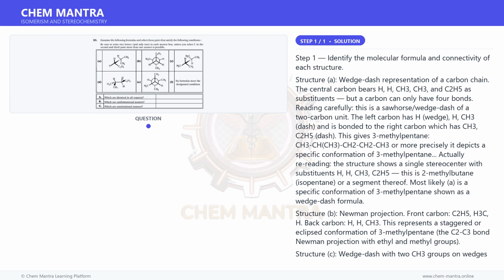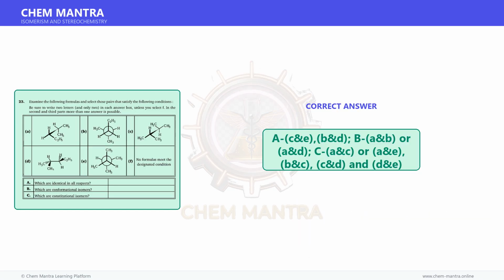Therefore, the correct answer is A, C and D, B and D, B, A and B, or A and D, C, A and C, or A and D, B and C, C and D, and D and E. The correct answer is shown on screen.